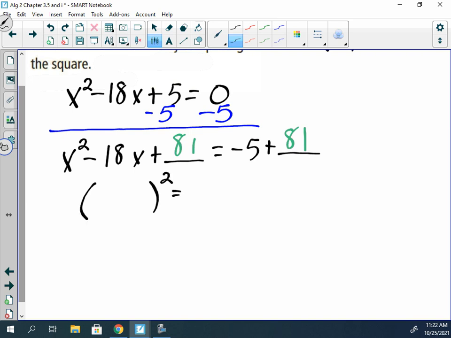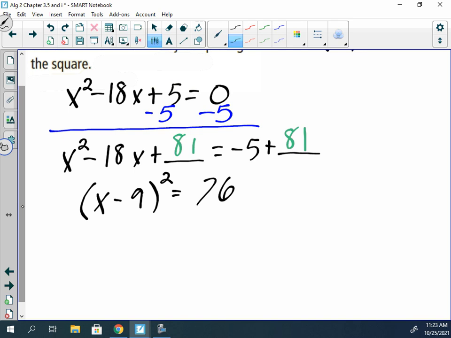Now x squared minus 18x plus 81, we can rewrite or factor it down to x minus 9, because inside the parentheses before we squared it was negative 9, so it would be x minus 9 squared is equal to 76.